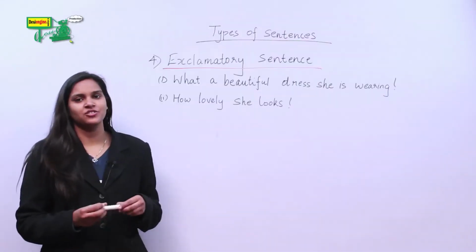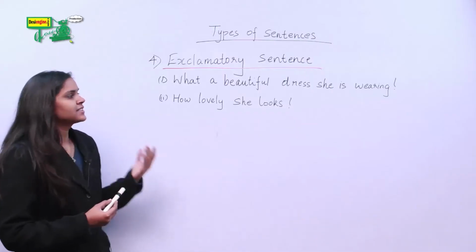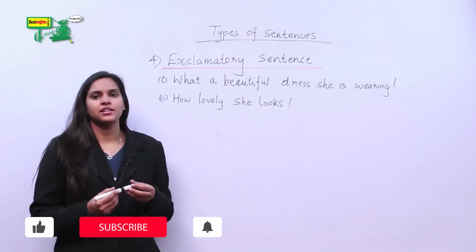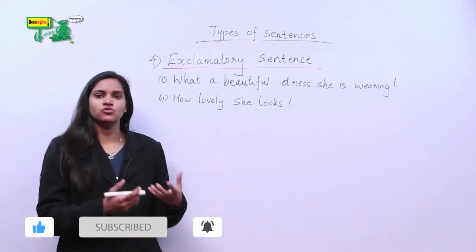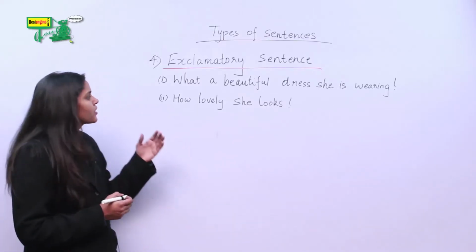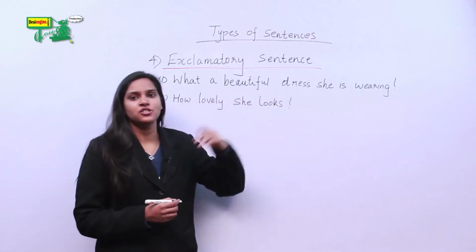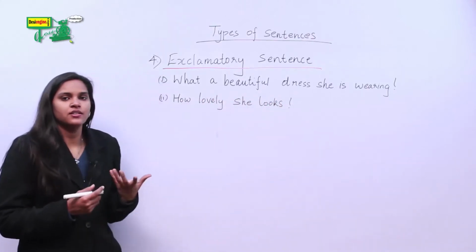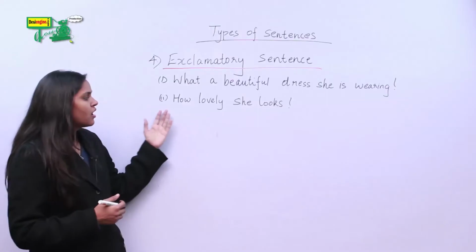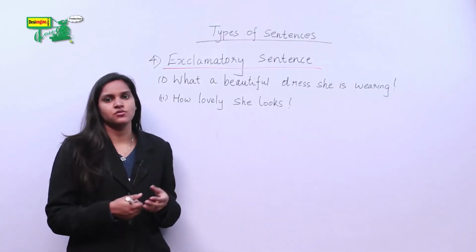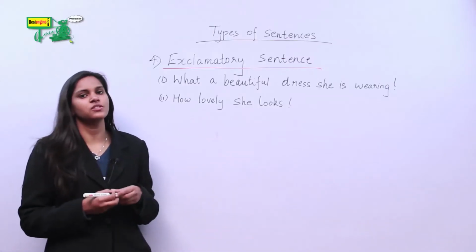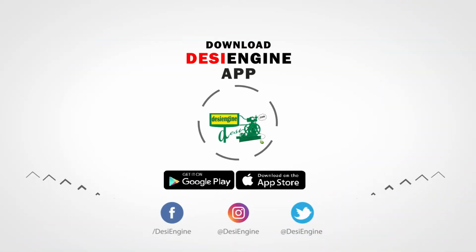Let's do exclamatory sentences now. Exclamatory sentences are basically sentences that show a feeling of surprise or very strong feelings. That is, what a beautiful dress she is wearing. It's surprise. How lovely she looks. It's a strong feeling. So these are examples of different kinds of sentences that we learned today.